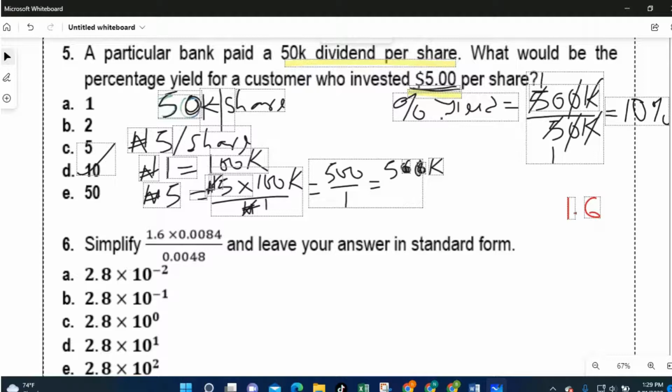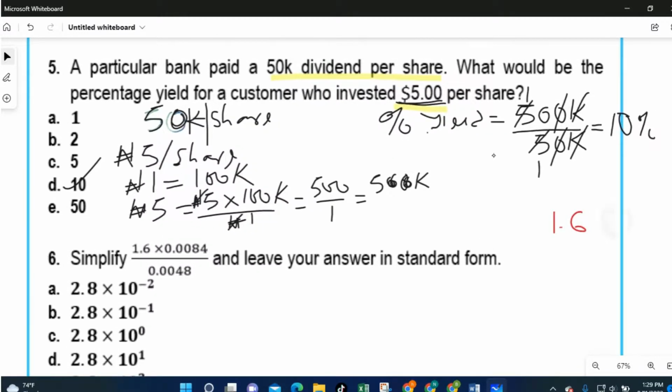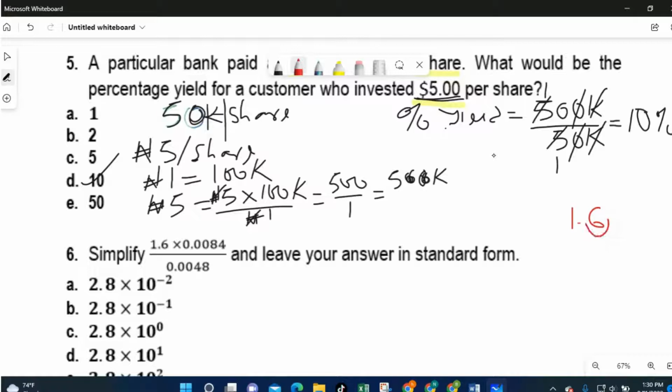We'll count from here. Count from here to what? To here. We are counting backward. So our power will be, remember, we are taking the decimal off from 16. So that will give us 16 times 10 raised to power 1, because we are counting backwards.